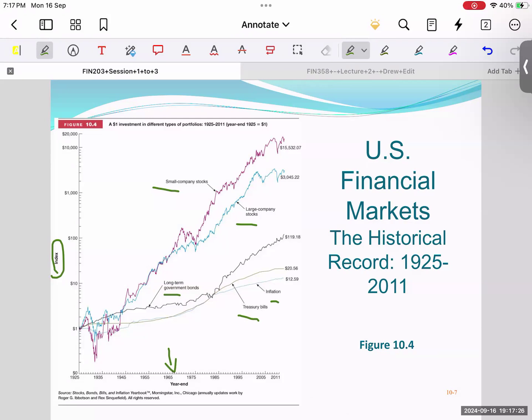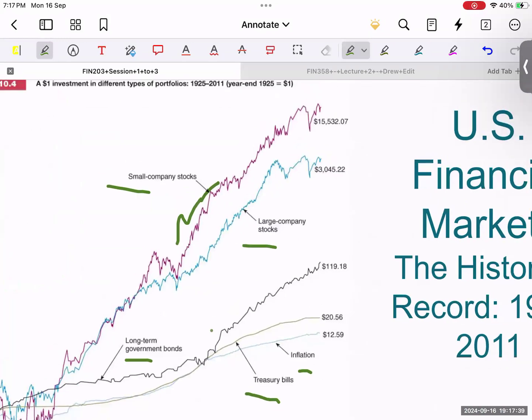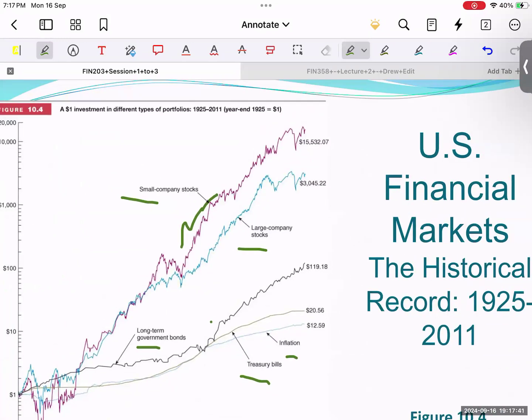The reason why is that in the small company stock, let's zoom in a bit, can you see that the small companies give you the highest rewards among the four types of securities? Yes, that's right. Higher gain, higher risk.